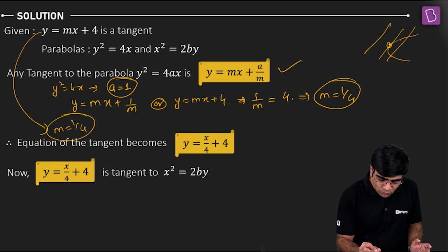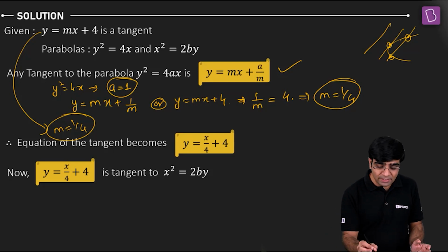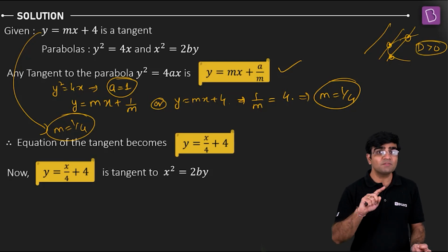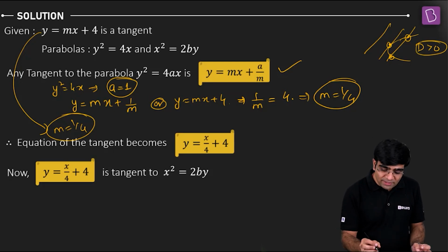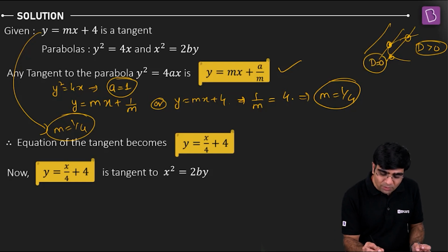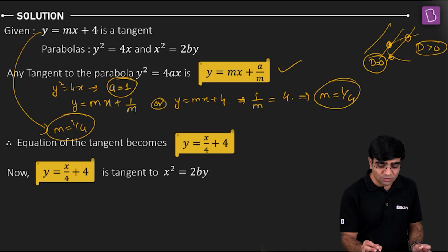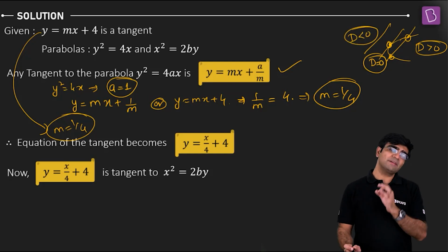If it intersects at 2 points, it means that if I solve their equation simultaneously, the discriminant of that equation in one variable must be greater than 0. If it is the case of tangency, it has to be D equal to 0. And if it neither touches nor intersects, it has to be D less than 0. What do I have the case here?